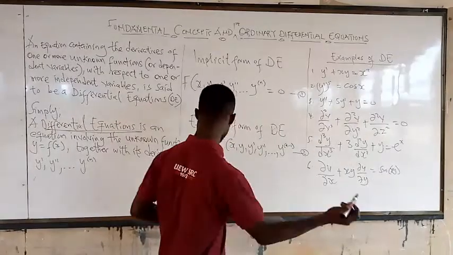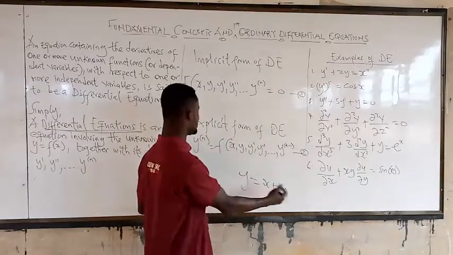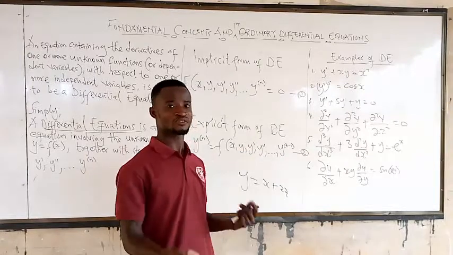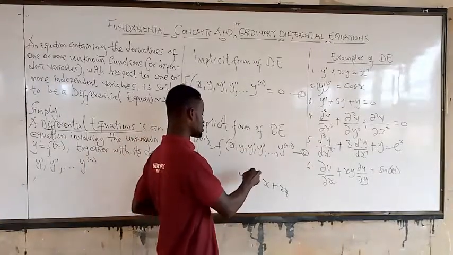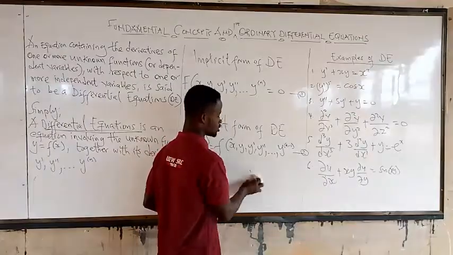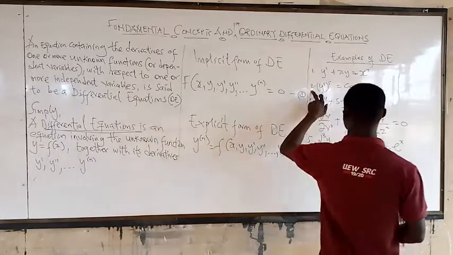So for instance, if you have y is equal to x plus 2x, this is not a differential equation. It's just an equation, but not a differential equation. But if I take the derivative of this and I get y prime, that makes it a differential equation. Alright, so let's look at this one.